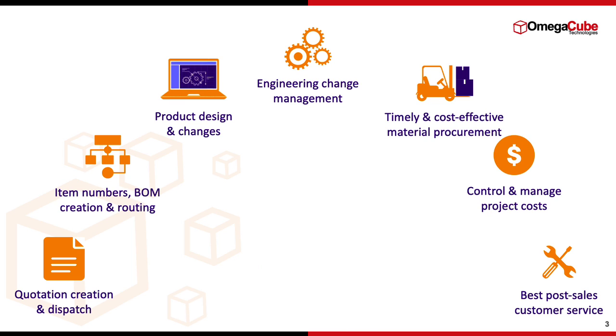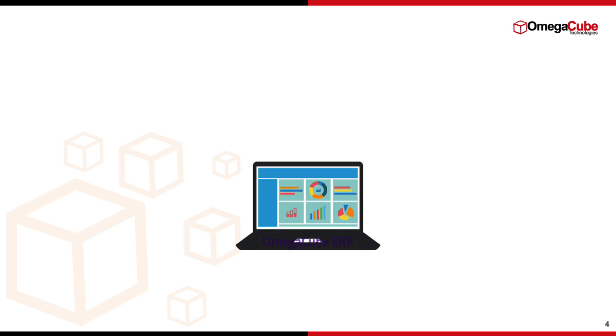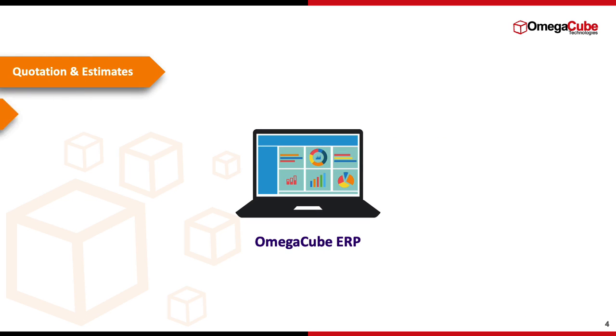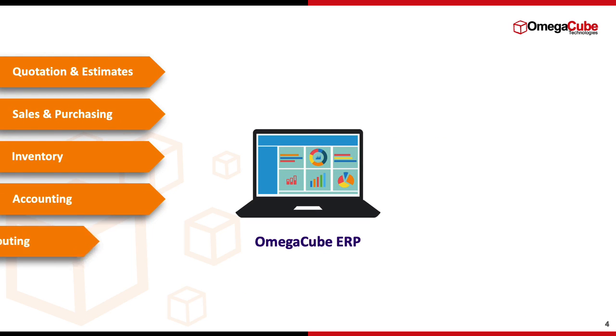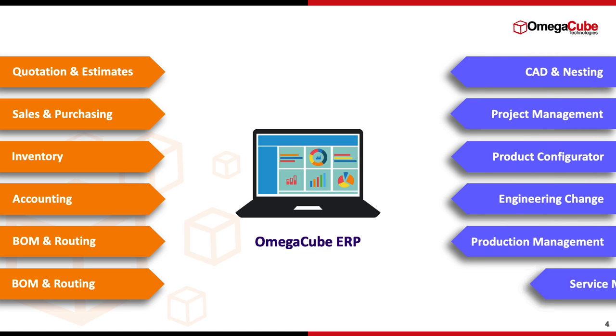You can swiftly perform these activities with powerful ERP software that has inbuilt capabilities to automate key ETO processes and streamline project workflows from start to finish. OmegaCube ERP has powerful functionalities that enable ETO manufacturers to meet their customers' demands quickly at lower costs. Let us show you how it's done.